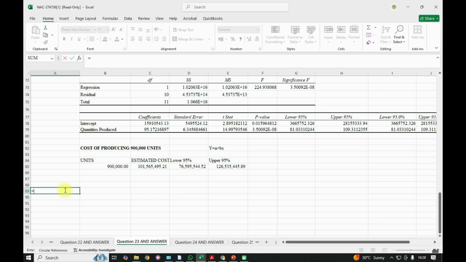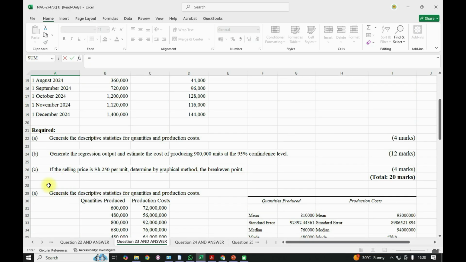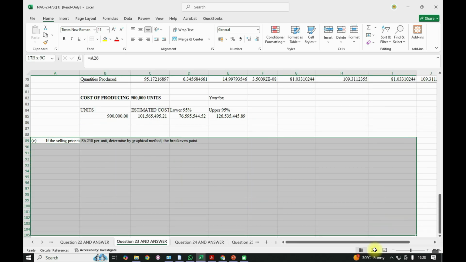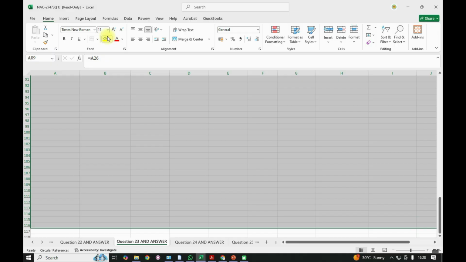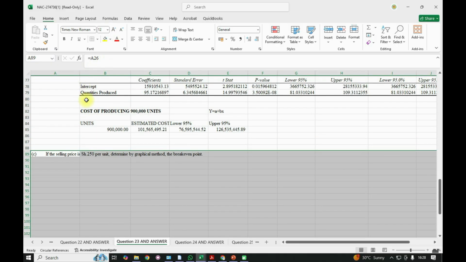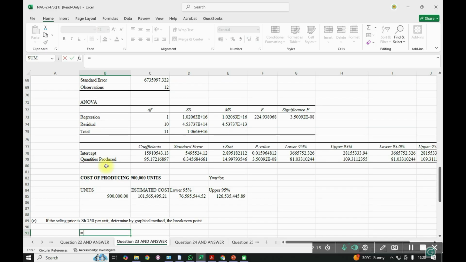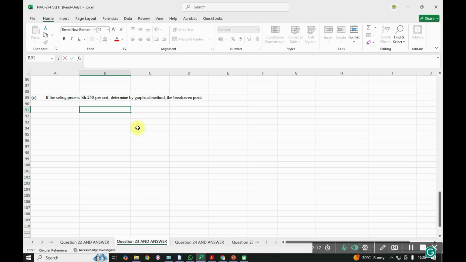Then for part C of our question, we are told that if the selling price is 250 per unit, determine by graphical method the break-even point. You determine the break-even point. So here, remember the break-even point, we normally say at BEP, profit is 0.